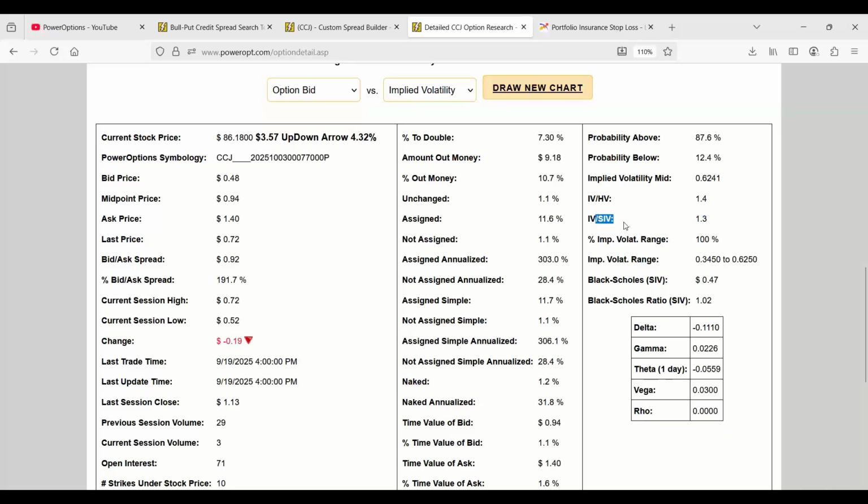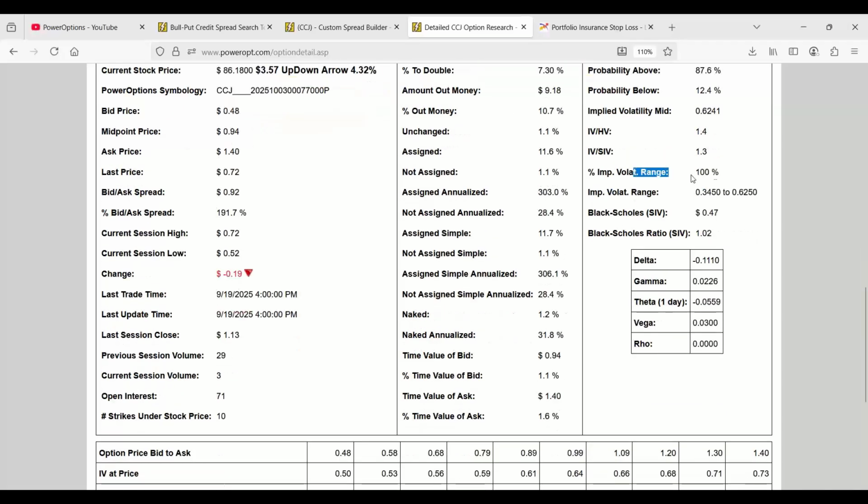That's the SIV, the stock's implied volatility index based on an average. Current implied volatility range at 100%. And then you can see that here. The total range is 0.3450 to 0.625. Black-Scholes SIV. That's closer to our number, David, isn't it? That's closer to the bid point, which is 47.